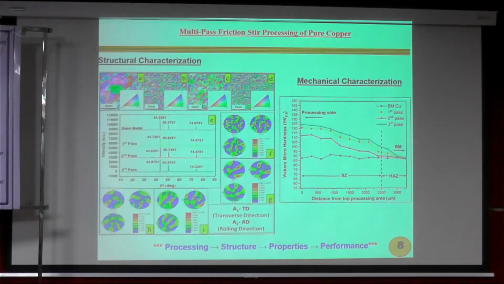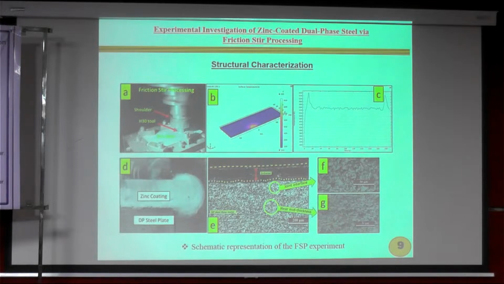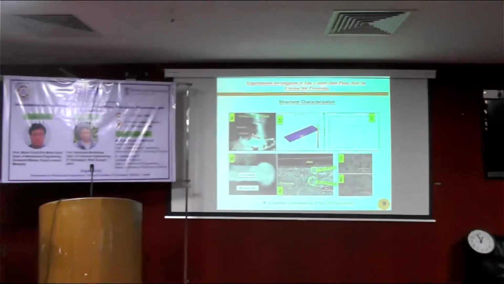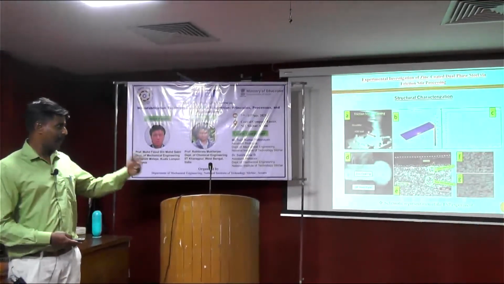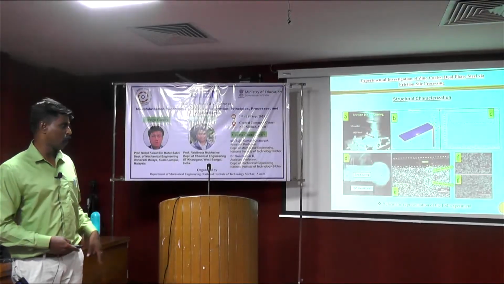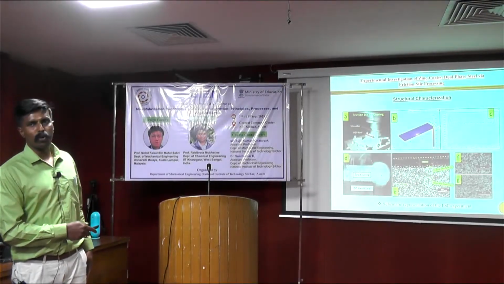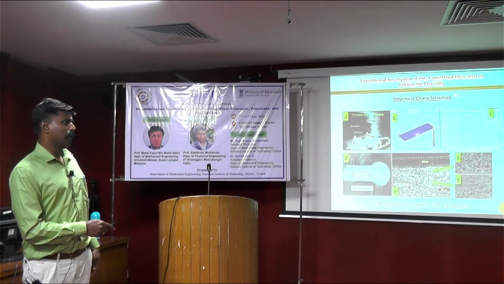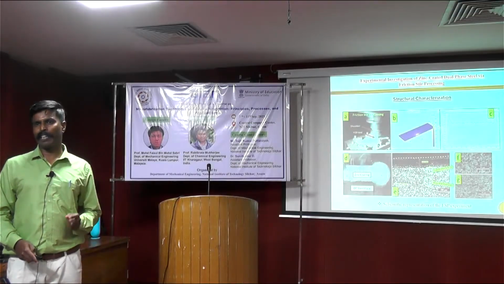Okay. Now coming to another topic. As the professor explained, that is a macro level coating. Sir has taught you lithography, which is micro scale coating. But here we have tried some macro level coating. That is zinc coating on dual phase steel. Dual phase steel, the short form is DP steel.